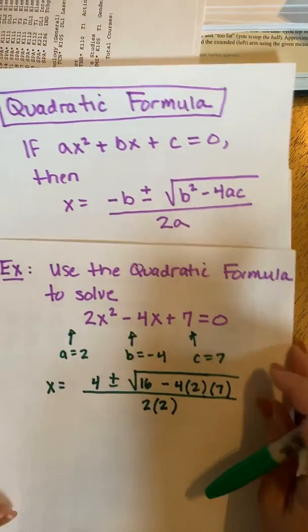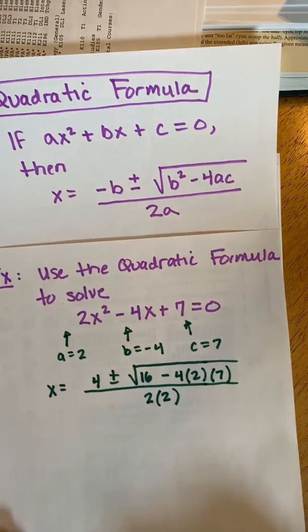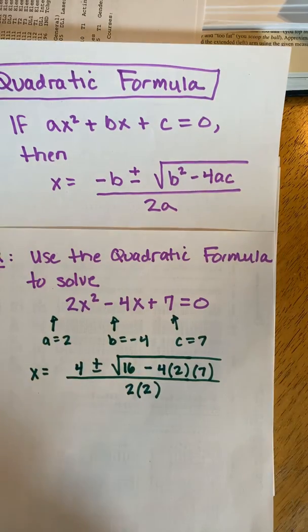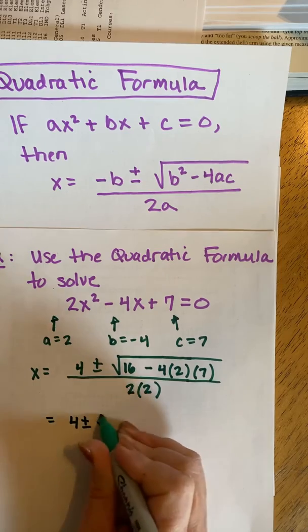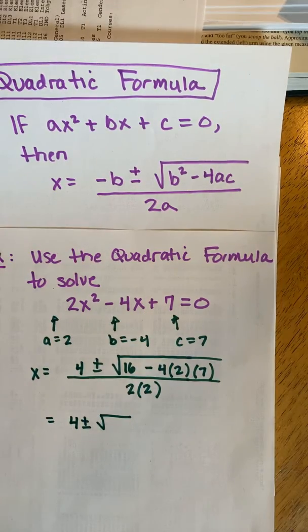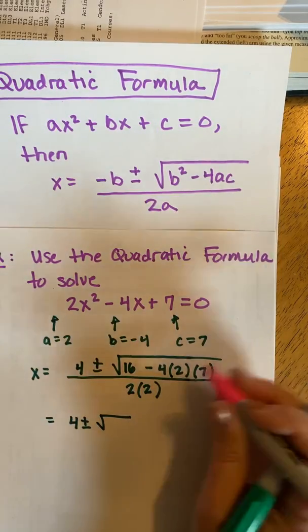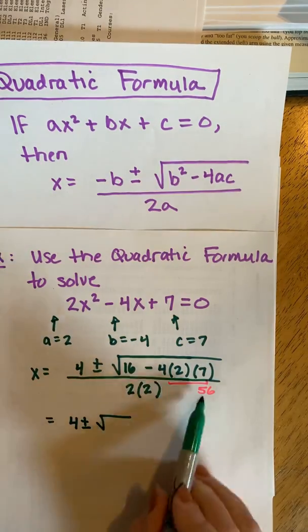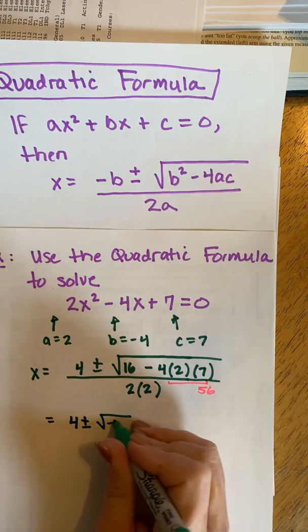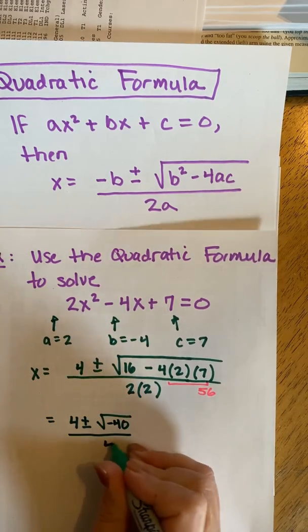This helps. Let's put this back so you can see the quadratic formula template and where everything goes. So I'm going to get 4 plus or minus the square root of, well, 4 times 2 times 7. This is 56, positive 56. So it's 16 minus 56, which is -40, all over 4.